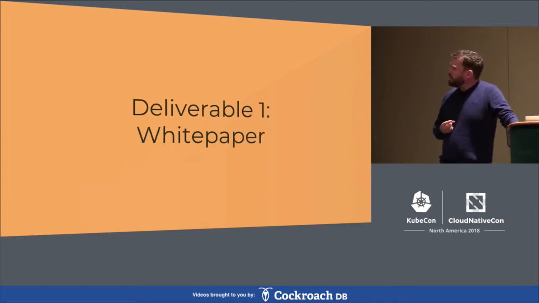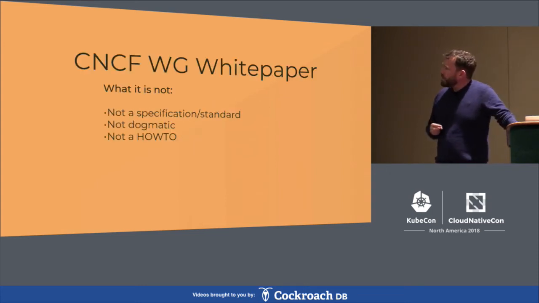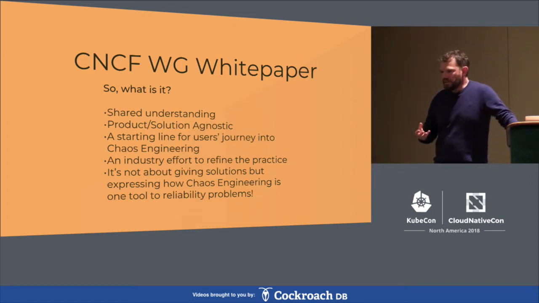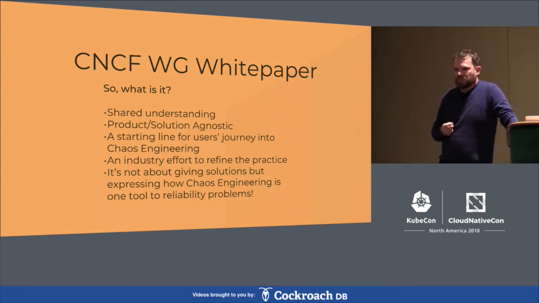What are the deliverables and the challenges we had? We had two things: a white paper and a landscape. I'm going to start with the white paper. First and foremost, the CNCF is very strong on that: it's not an RFC, it's not a specification. It doesn't tell you what to do. It gives you a good starting point. It's really a starting point for your journey into chaos engineering. So it will give you solid ground, at least a definition, a set of tools, and the use cases, so that you can figure out what it means. I think it's a good starting point.